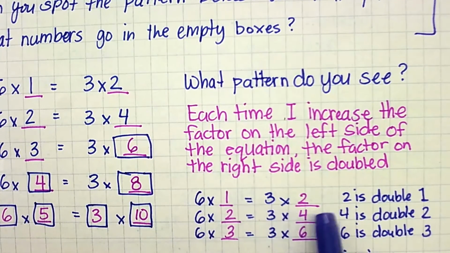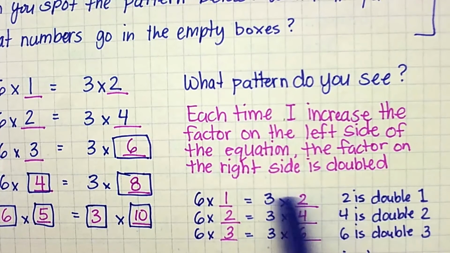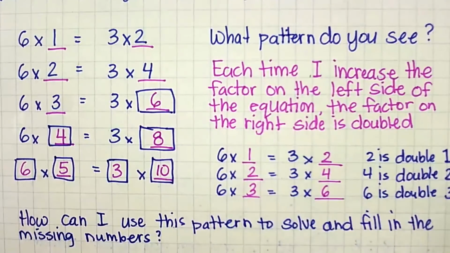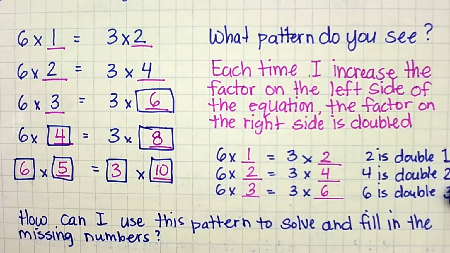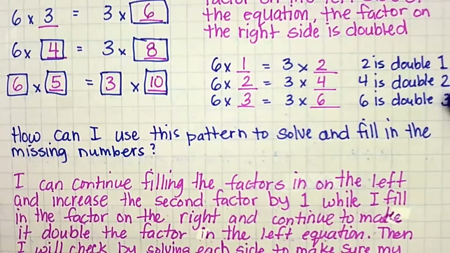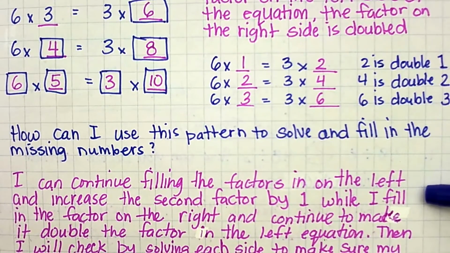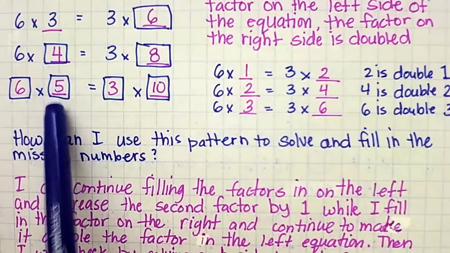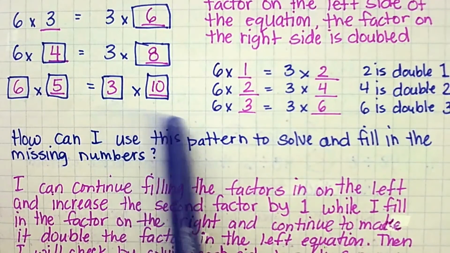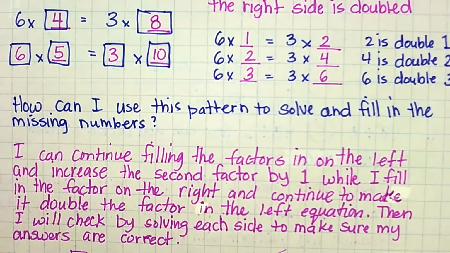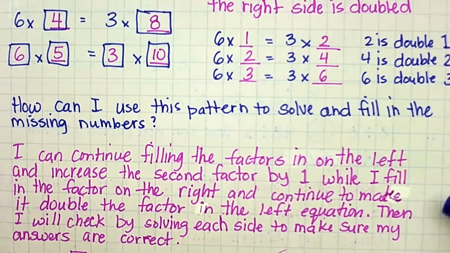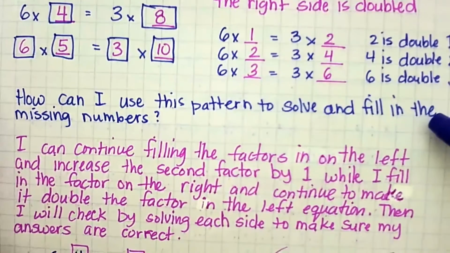So over here, 6 times 1 and 3 times 2, the 2 is double of 1. For the second one, 4 is the double of 2. For the next one, 6 is the double of 3, and so on. How can I use this pattern to solve and fill in the missing numbers? So I can continue filling in the factors on the left by increasing that second factor by 1, while I fill in the factors on the right and increase the second factor by 2, or make it twice as much. I double it. Then I can do the math to check if my answers are correct.